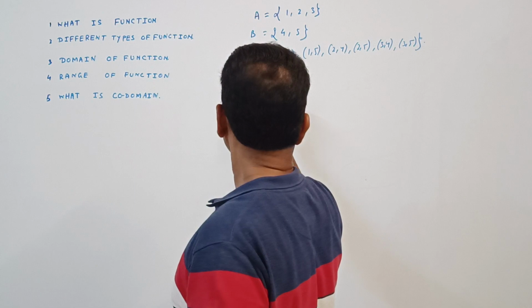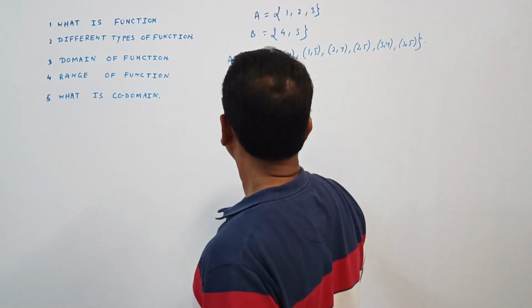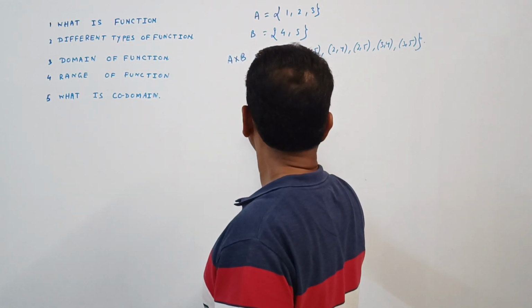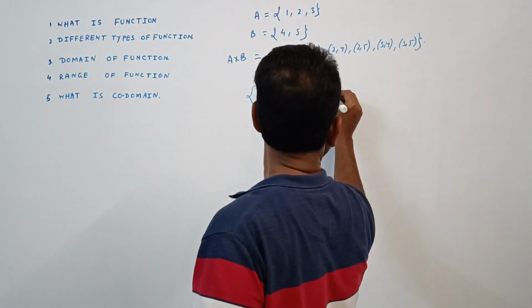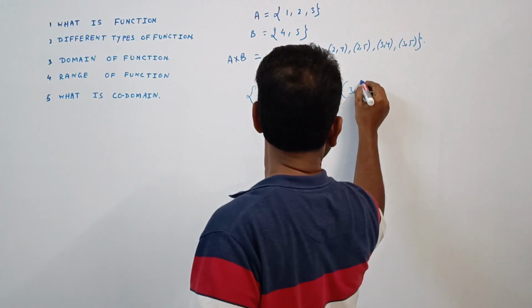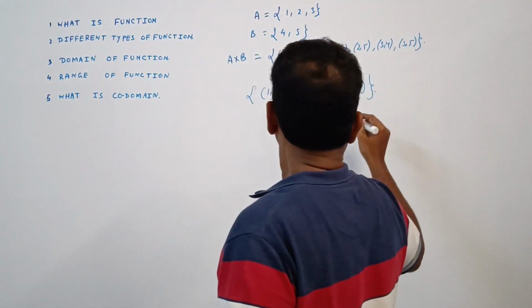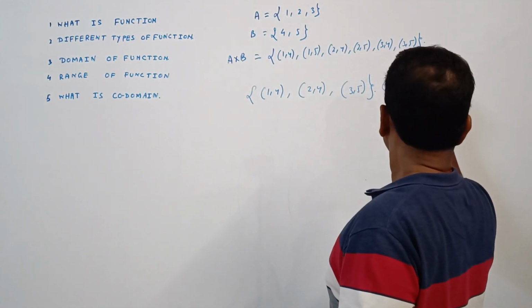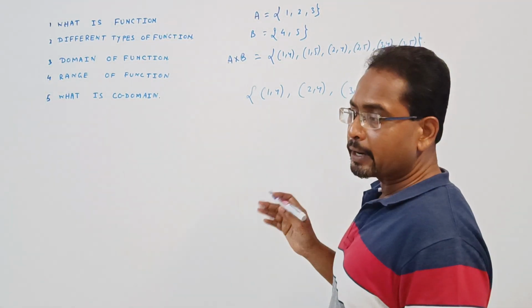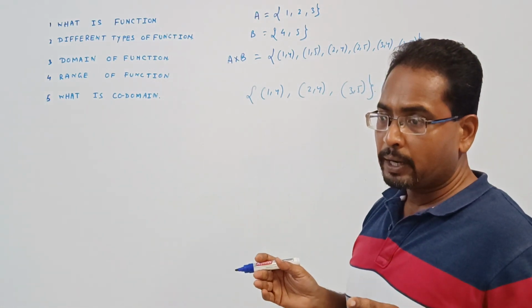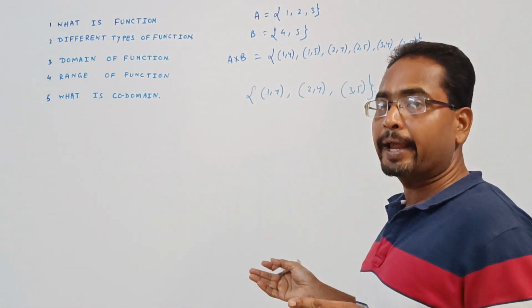Suppose now we got a subset in which the elements are (1, 4), (2, 4) and (3, 5). So it is also a subset of A cross B. So this particular subset is also a relation. Now we are going to see what type of relation it is.